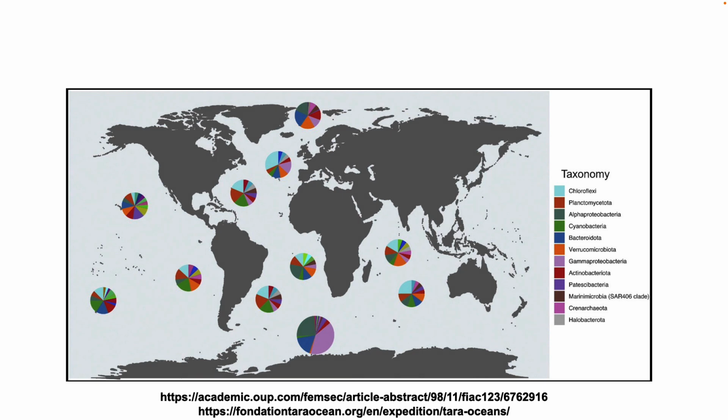Here's a more recent global analysis of the oceans. This data was extracted from the Tara Oceans Project, and you can see the link there. As you can see, the phylotypes vary depending upon the ocean location. The most common things that you find, surprisingly, or some of the most common, are chloroflexi, planktomyciota, alpha proteobacteria, cyanobacteria, and then the others. But you can see groups that you've seen before, but the proportions change depending where you are in the ocean.